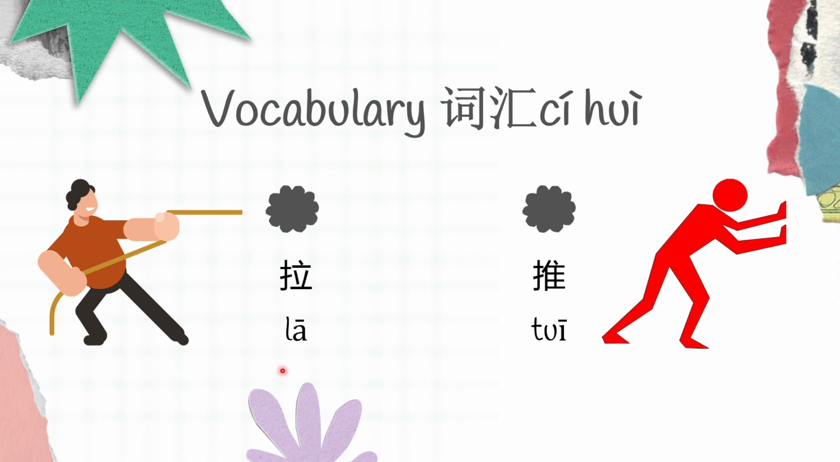And in this slide we have 拉 and 推. 拉 is to pull and in contrary 推 is to push. Let's read together, guys. 拉, 推.